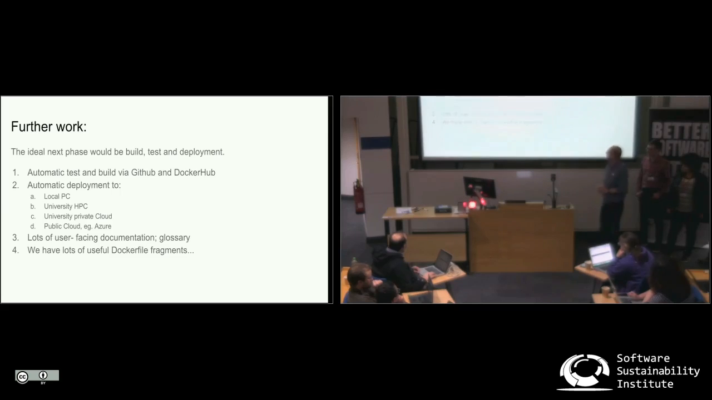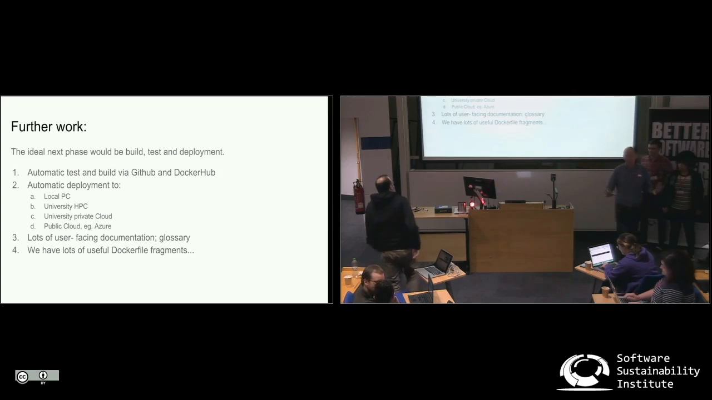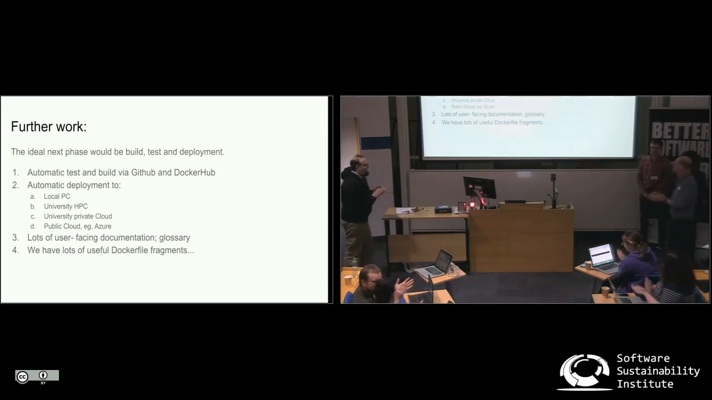Obviously, we would like to build on that automatic test and build by GitHub and Docker Hub, and then move that to automatic deployment to wherever, and that wherever might be local PC, university HPC, clouds. We need more documentation, and actually we've got loads of little fragments that are useful.